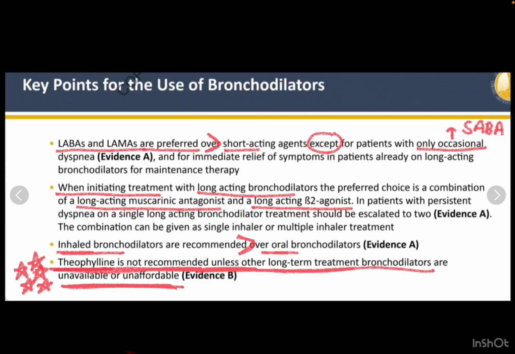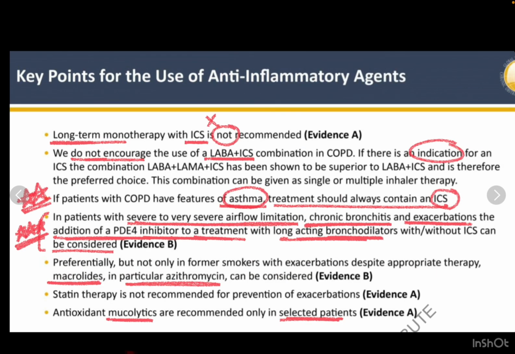Then they are telling a very important thing: theophylline is not recommended unless other long-term treatment bronchodilators are unavailable or unaffordable. So we should not give theophylline in patients with COPD. We should recommend only these LAMA plus LABA combinations. Theophylline can be prescribed only if long-acting bronchodilators are unavailable or unaffordable.